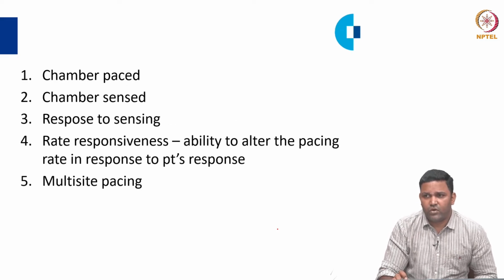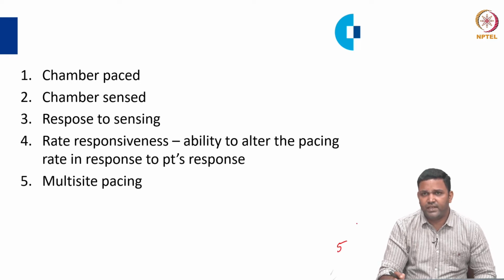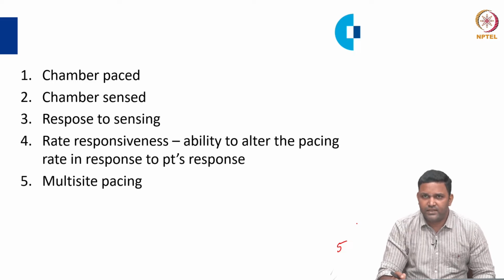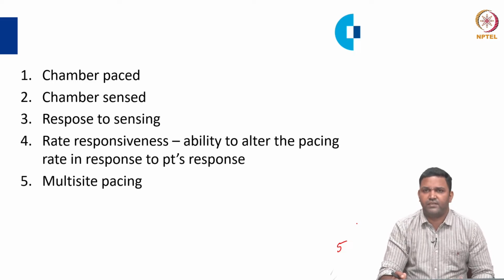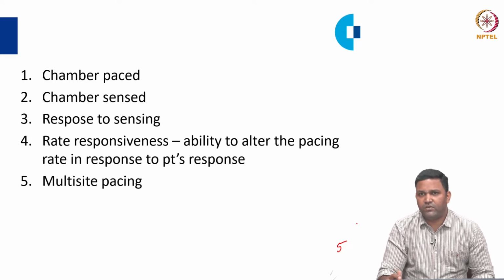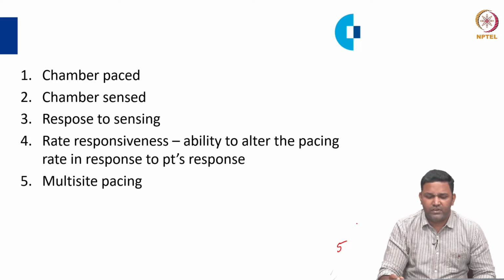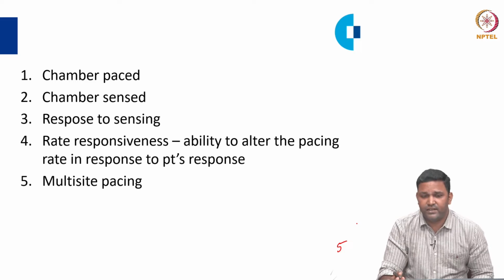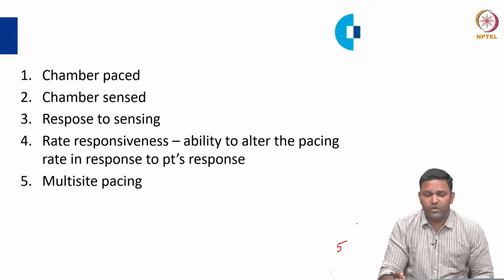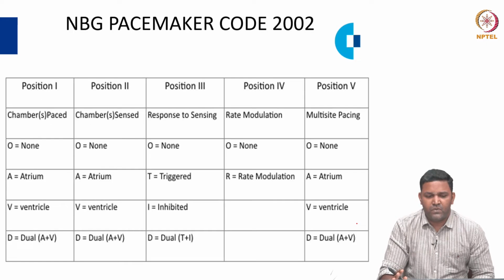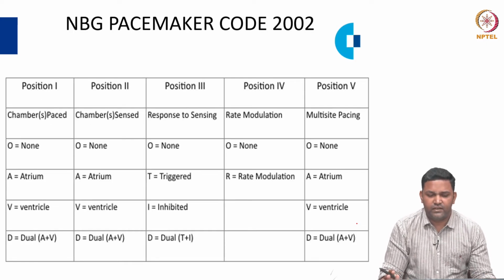So what is the code? This has a group of 5 letters. First indicates the chamber paced, then the chamber sensed, the response to sensing, the rate responsiveness, whether the pacemaker can increase its rate with the patient's need, and also multi-site pacing. Multi-site pacing I will not be discussing in this class, so we will talk about the first 4. So as we said, this is the chart.